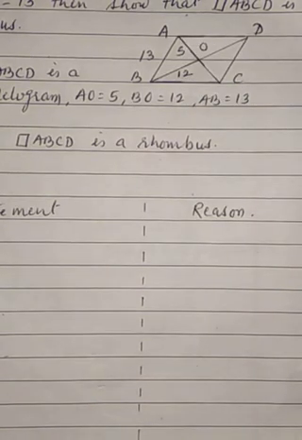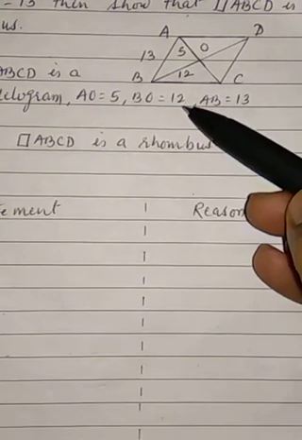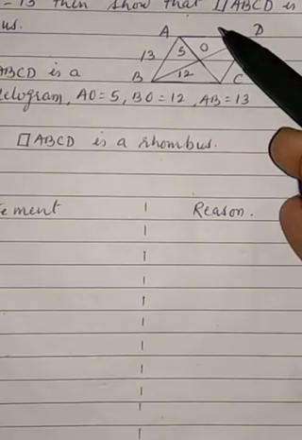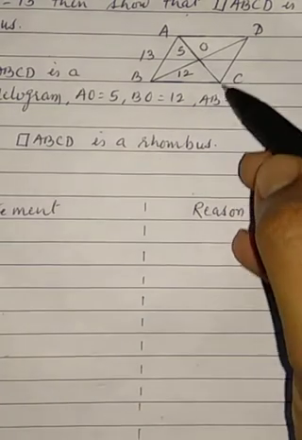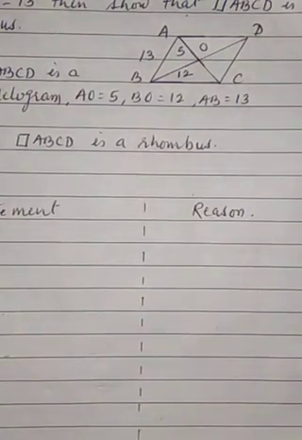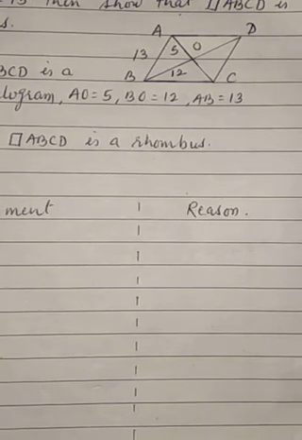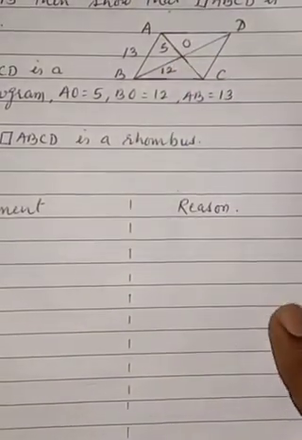Now let's recall the properties of a rhombus. A rhombus has all four sides equal. That means I must get AB, BC, DC and AD equal. This is one of the things. Or diagonals of a rhombus are perpendicular bisectors of each other. This is another property of a rhombus. So if I can get any one of these, then obviously we can prove that ABCD is a rhombus.